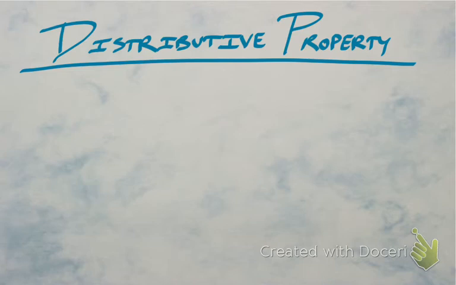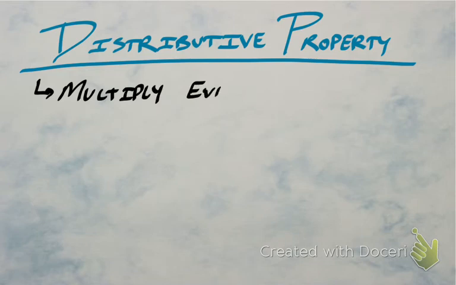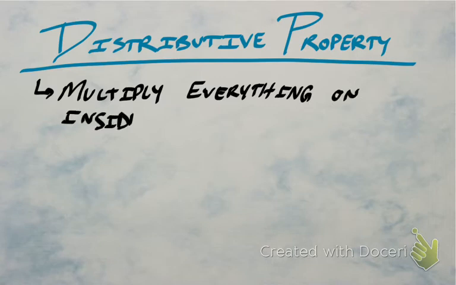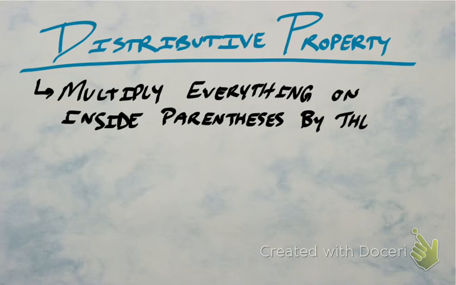The most common thing that you'll see is this situation where you need a property called the distributive property. And really all that we're doing when we distribute is multiplying everything on the inside of the parentheses by the term on the outside.